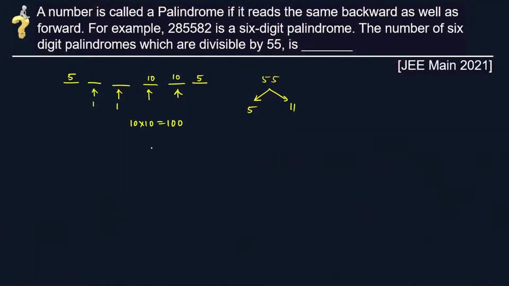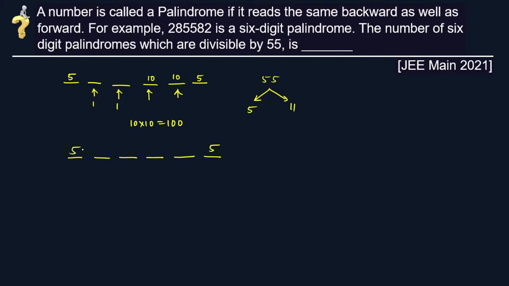And what is the rule for finding out the divisibility by 11? When the sum of the odd places minus the sum of the even places becomes a multiple of 11. That's the divisibility rule for 11. When the sum of the odd places of the number minus the sum of the even places of the number, if this difference is divisible by 11, then the whole number is divisible by 11. Is it clear? Okay.